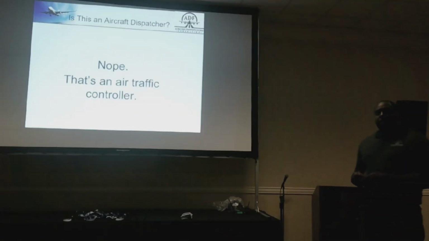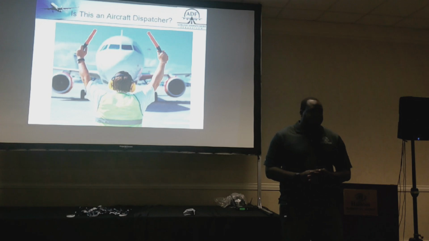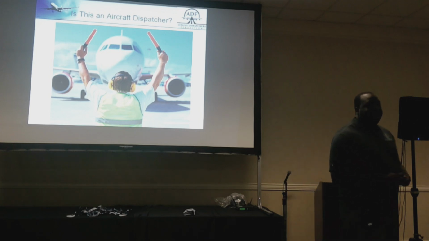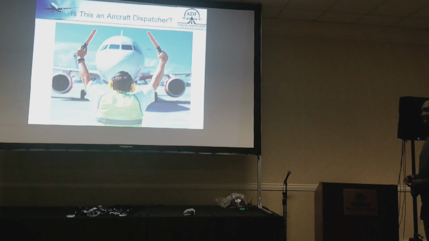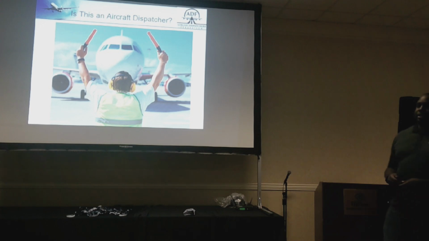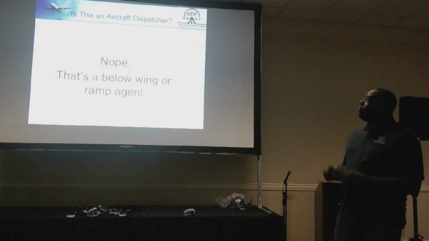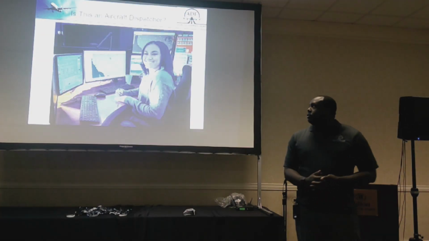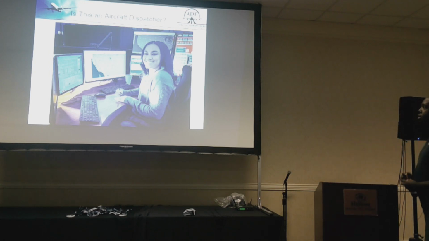Next slide said, that's an air traffic controller. What about this picture? This is sometimes thought of as an aircraft dispatcher, but again, that is not one. That is one of our floats working below wing or on the ramp. What about this picture? Yes. That's the one. So this is our friend Allison.